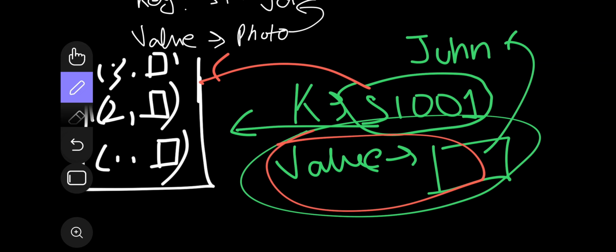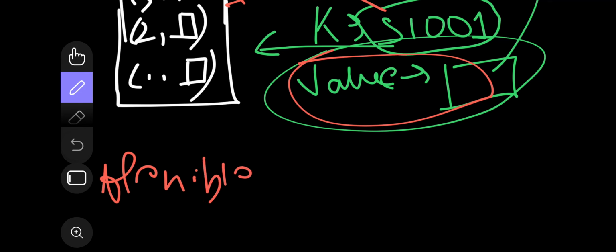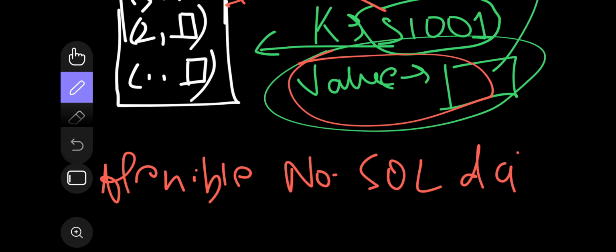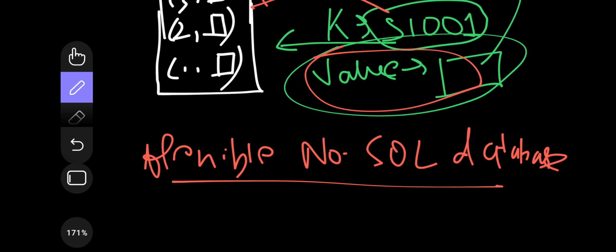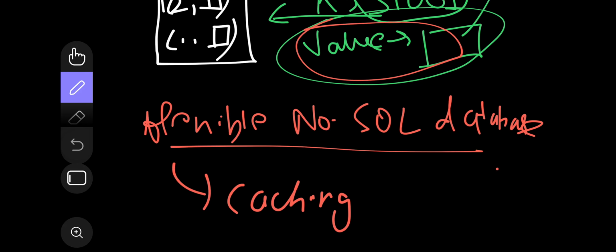So in a keyword, if someone wants to define it, a key value store is a flexible NoSQL database that's often used for caching and dynamic configuration. Flexible NoSQL database, you need to remember this. Caching is a very important part, and obviously, dynamic configuration.